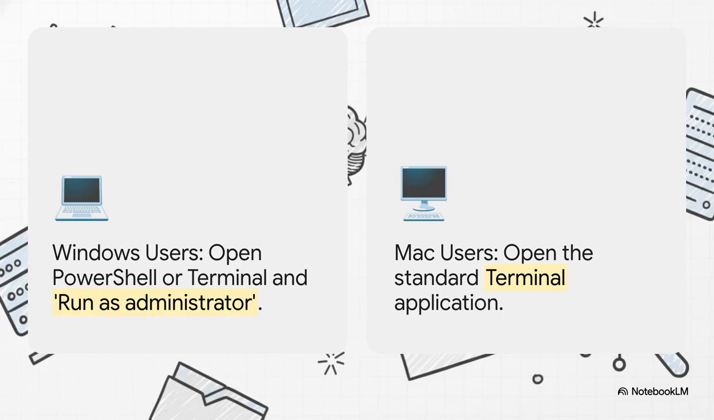Now, how you kick this off depends on whether you're using a Windows PC or a Mac. So for all you Windows users out there, you're going to need to open either PowerShell or Terminal as an administrator. The easiest way to do that is just to search for the app, then right-click on it and choose Run as Administrator. Super important step. For our Mac users, it's a little simpler. You just need to open up your standard Terminal app.